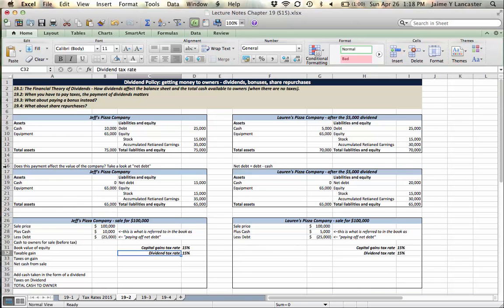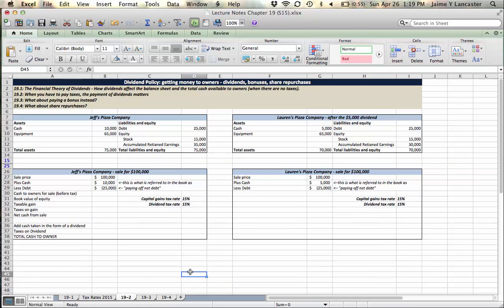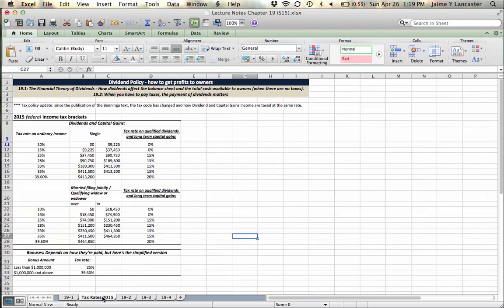Hi there. We're going to do another tutorial on dividend policy. And in this one, I want to add the effects of taxes. In the textbook, Benninga talks about how dividends are taxed as ordinary income and capital gains are taxed at a lower, more favorable rate. But since that's been published, some things have changed. For instance, now dividends and capital gains are both taxed at the same rate.